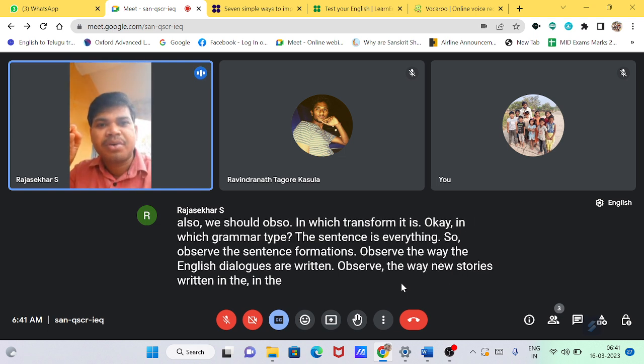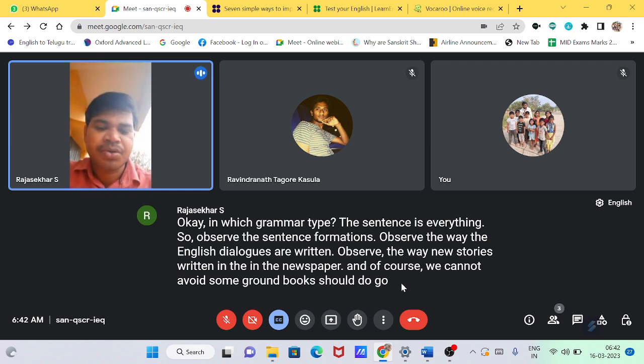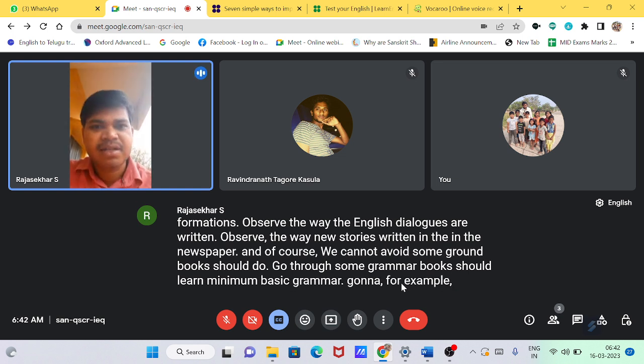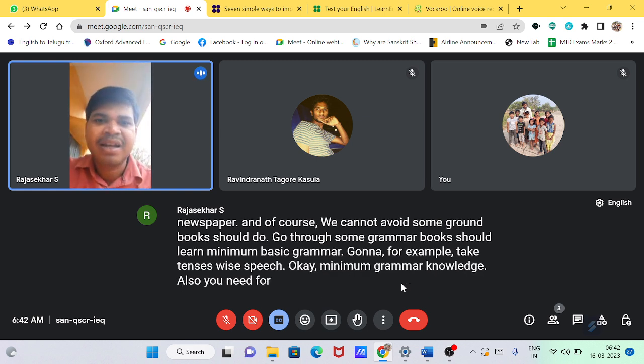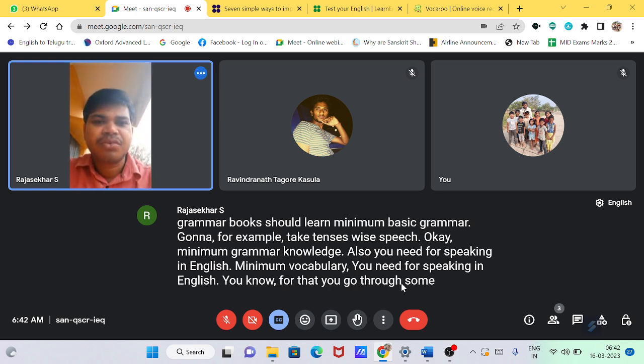And of course, we cannot avoid some grammar books. You should go through some grammar books. You should learn minimum basic grammar. For example, take tenses, voice, speech. Minimum grammar knowledge you need for speaking in English. Minimum vocabulary you need for speaking in English. For that, you go through some grammar books.